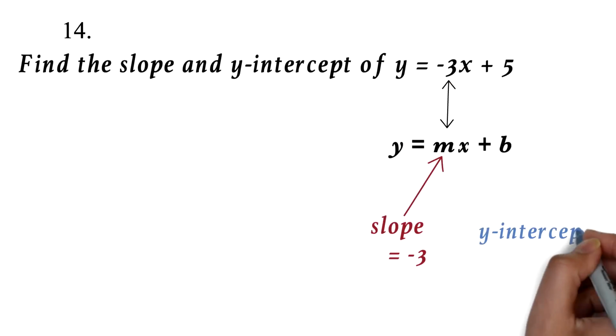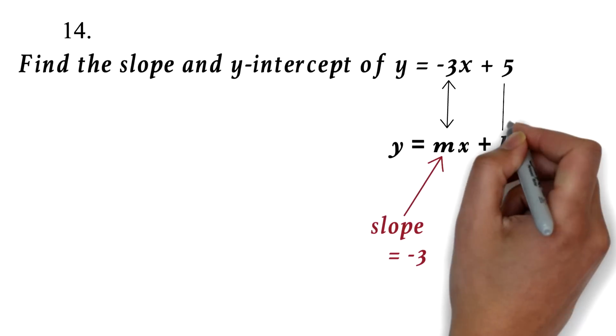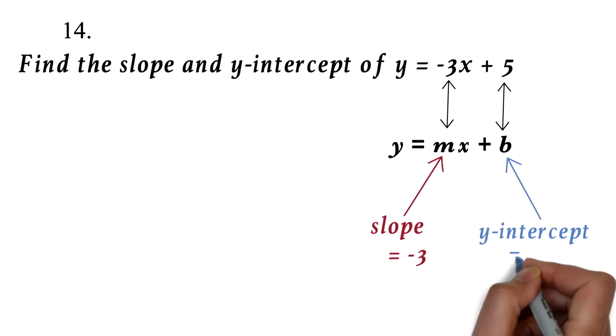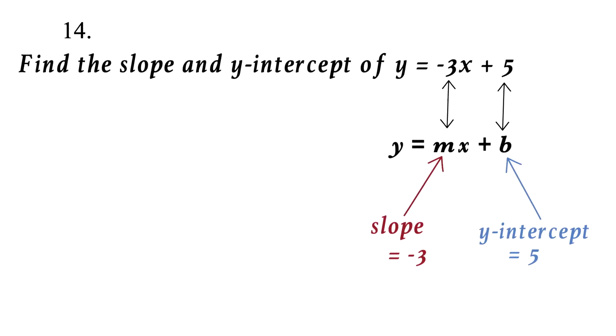The y-intercept is the b. This is the constant, or simply put, what is without the x. So here, the 5 will be our y-intercept. Slope is negative 3, y-intercept is 5. Pretty straightforward once you know the formula.